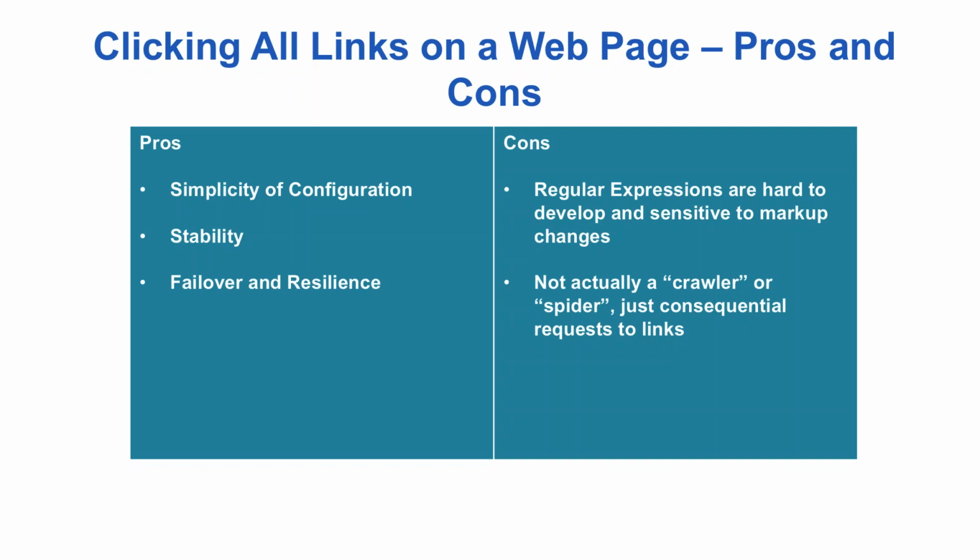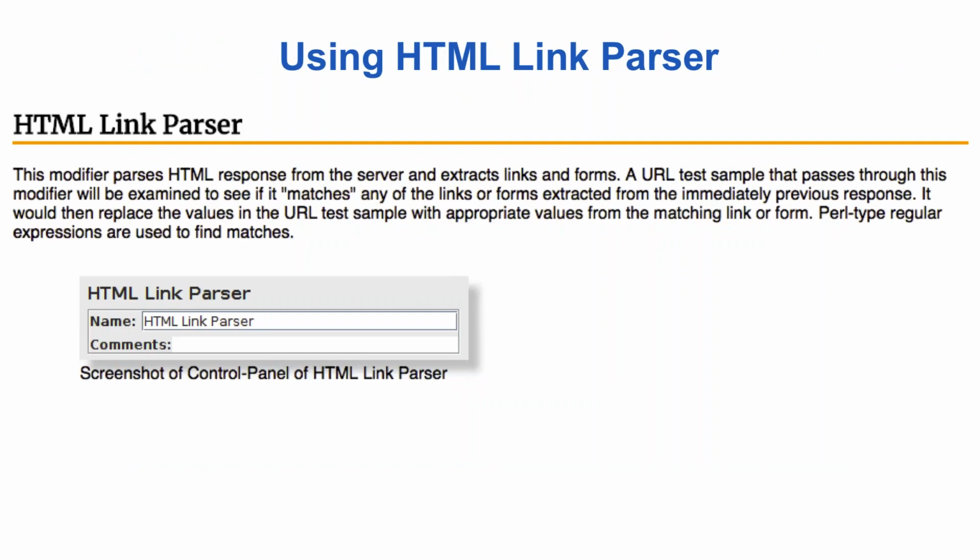The positives include that it's really simple to configure, it's relatively stable, and it has failover and resilience. The negatives for this method are that regular expressions are a bit hard to develop and sensitive to markup changes, and they really aren't actually a crawler or spider in the traditional sense, just consequential requests to links. So let's look at the next method, and that is using the HTML Link Parser.